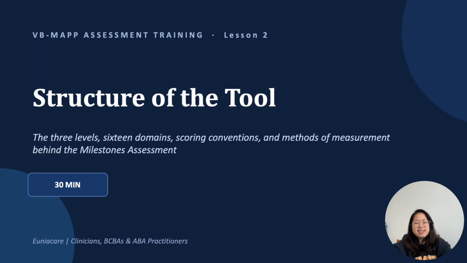Welcome back. So we've covered the theory. Now let's get into how the Milestones Assessment is actually built. So the 3 developmental levels, 16 skills domains, how scoring works, 4 methods of measurement, and how to pin down a learner's operant level once you're actually in the room with them.